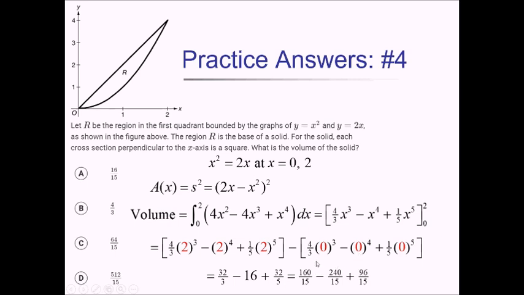Still a mess, but we're getting there. So we've got 160 minus 240. That's going to be negative 80. Plus 96 is going to be 16. So we have 16 over 15. And that's as good as it's going to get. So that's going to be answer choice A.